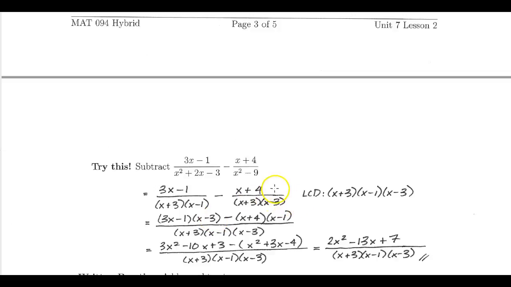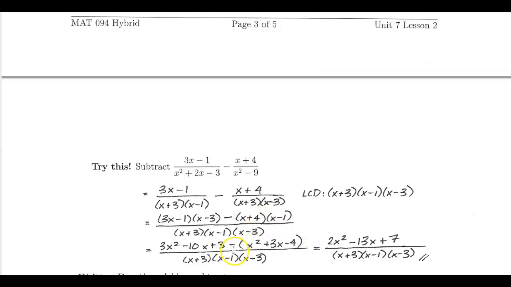To build up the second fraction to the common denominator, I need to multiply by x minus 1. So I multiplied the (x plus 4) over (x minus 1), and I wrote that over the common denominator of (x plus 3) times (x minus 1) times (x minus 3). I then FOILed things out, and then I did some subtraction. So when I FOIL out this, I get 3x squared minus 9x minus 1x gives me minus 10x plus 3. And then when I FOIL these out, I get x squared plus 3x minus 4.